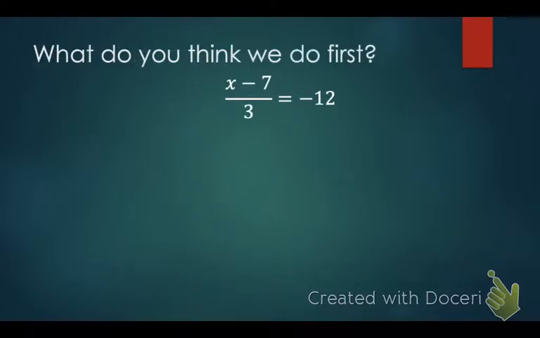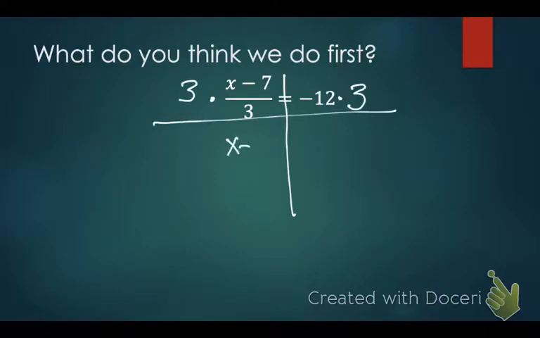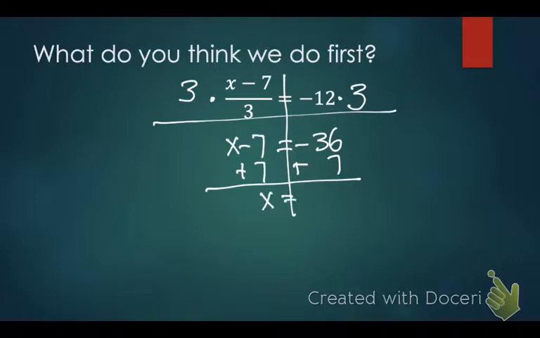All right, this one is a little bit different. When there's a number on the bottom of everything, we have to get rid of this first. We can't add 7 to both sides until we get rid of this 3. So we're going to get rid of it by multiplying by 3 on both sides. So x minus 7 equals negative 36. Then I'm going to add 7 to both sides. I'm putting these lines under to keep myself organized. So x equals negative 29.